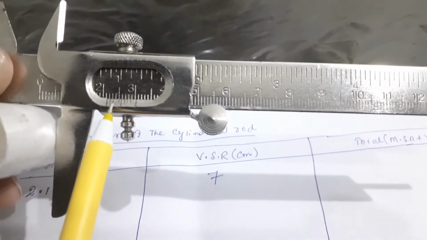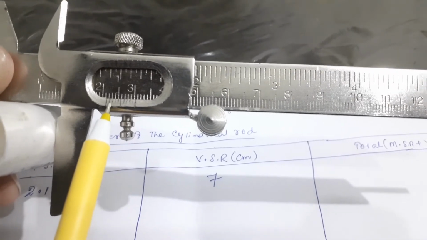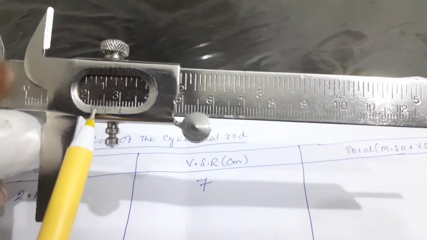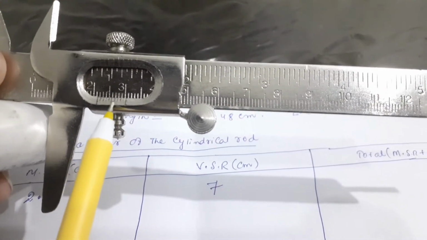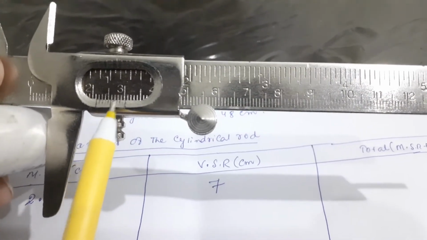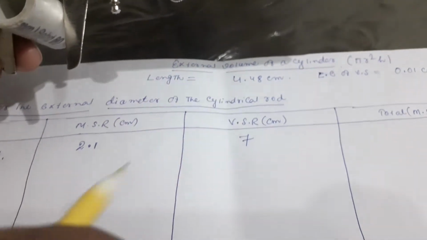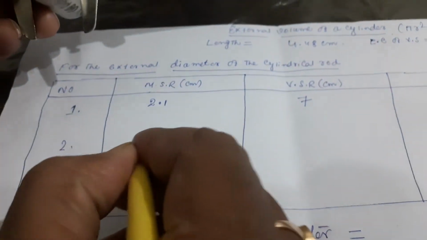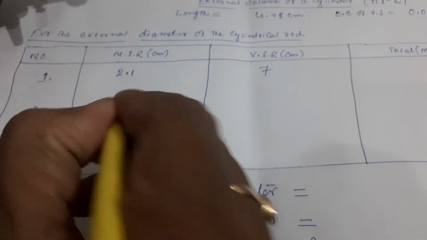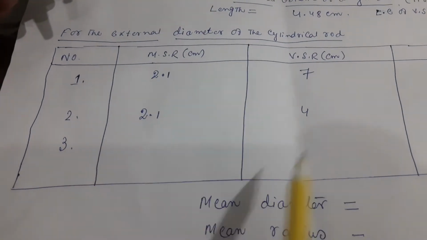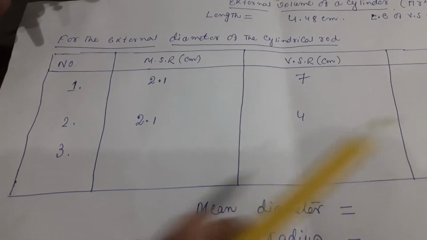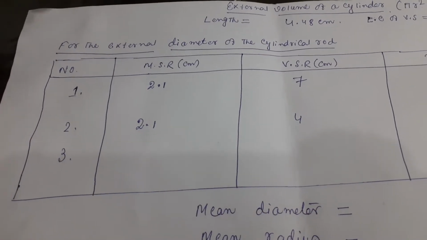And the vernier scale reading, if you see properly, the fourth line is exactly coinciding with the scale. The fourth line of the vernier is exactly coinciding here with the main scale. So here the reading will be what? The reading will be 2.1, that is not changing here, and the 4 here. First we are writing all these data, and then we will start the calculation. Then the practical will be easier.